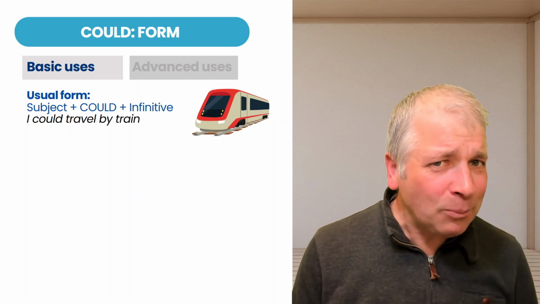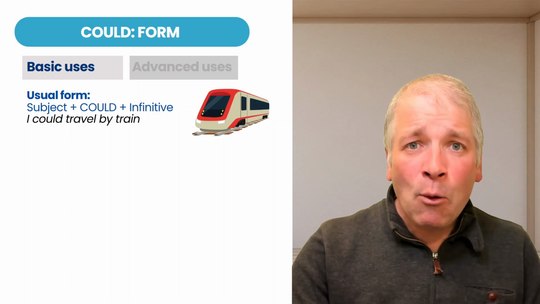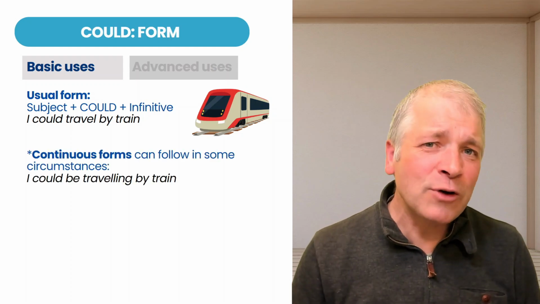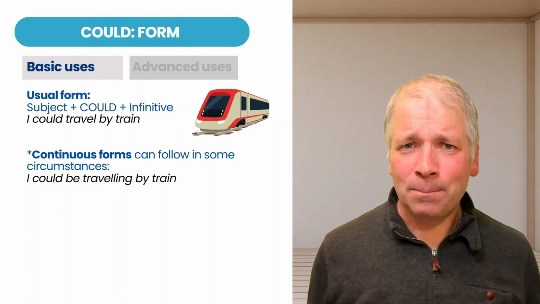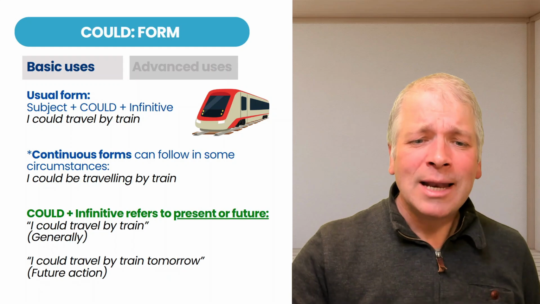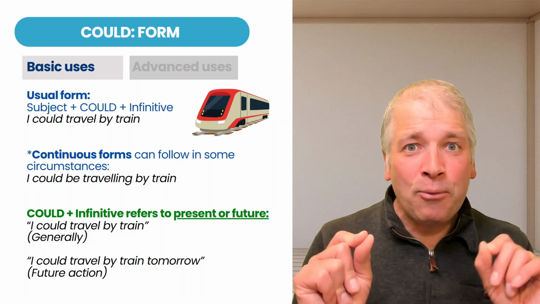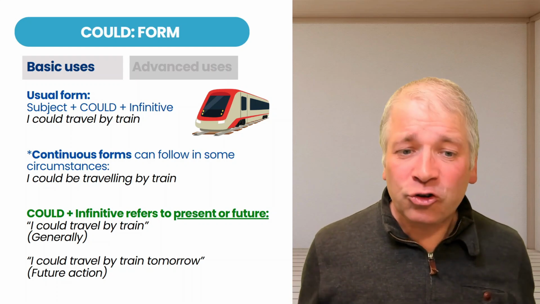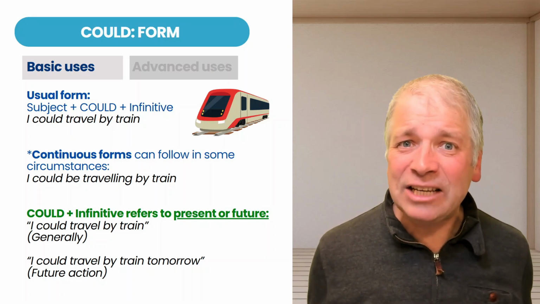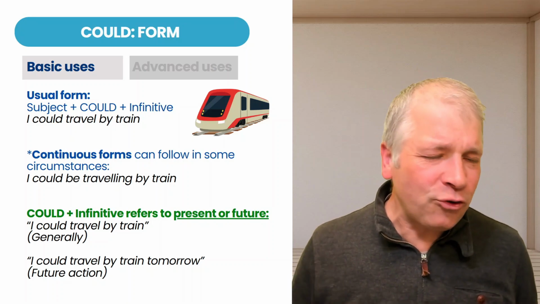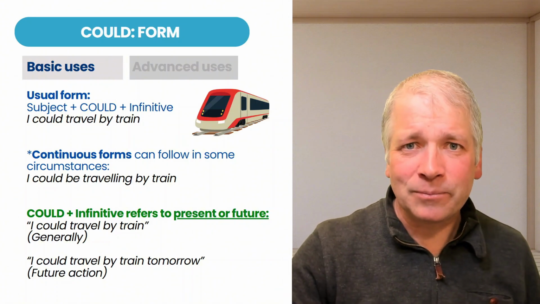So again, we have subject, could, and infinitive. I could travel by train. Now with could, it is possible to have a continuous form with the verb to be afterwards. I could be travelling by train is absolutely fine. Now could plus infinitive, also like can, refers to the present or the future. I could travel by train, well that means generally there's a possibility of it happening at any time. But if I say I could travel by train tomorrow, then I'm referring to the future and a future possibility.